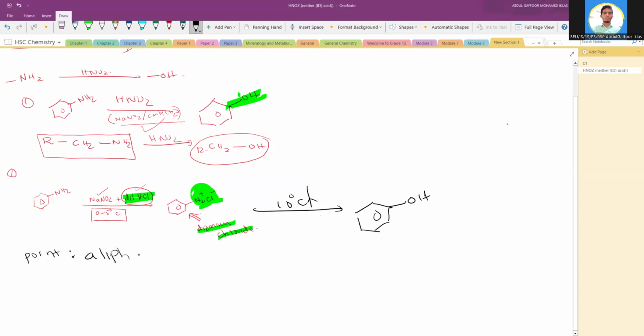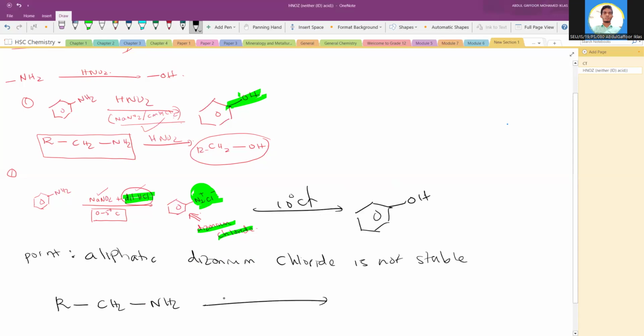So the point is, aliphatic diazonium chloride is not stable. For example, let's say we put RCH2NH2 with NaNO2 plus diluted HCl, and we keep the temperature from 0 to 5 degrees Celsius. According to what we have already studied, it may produce RCH2N2+ Cl-.